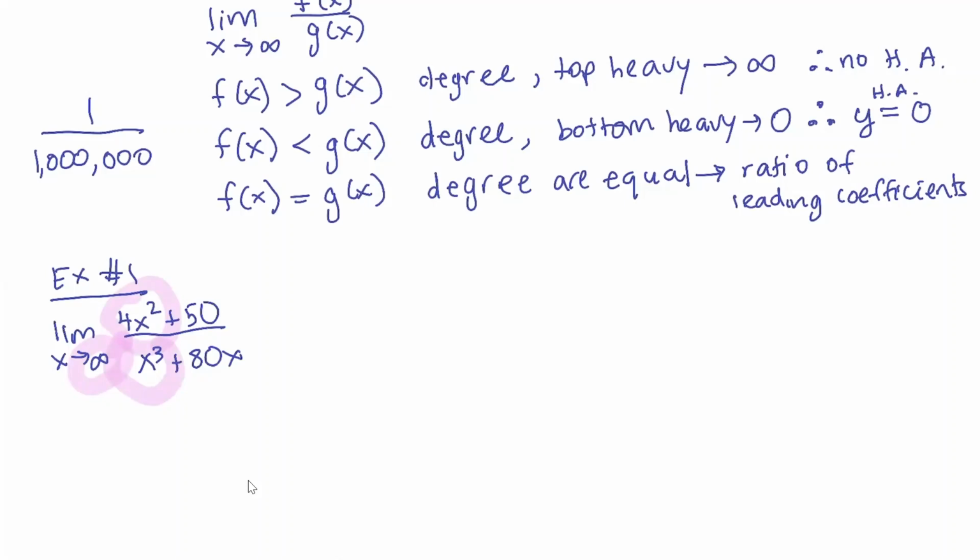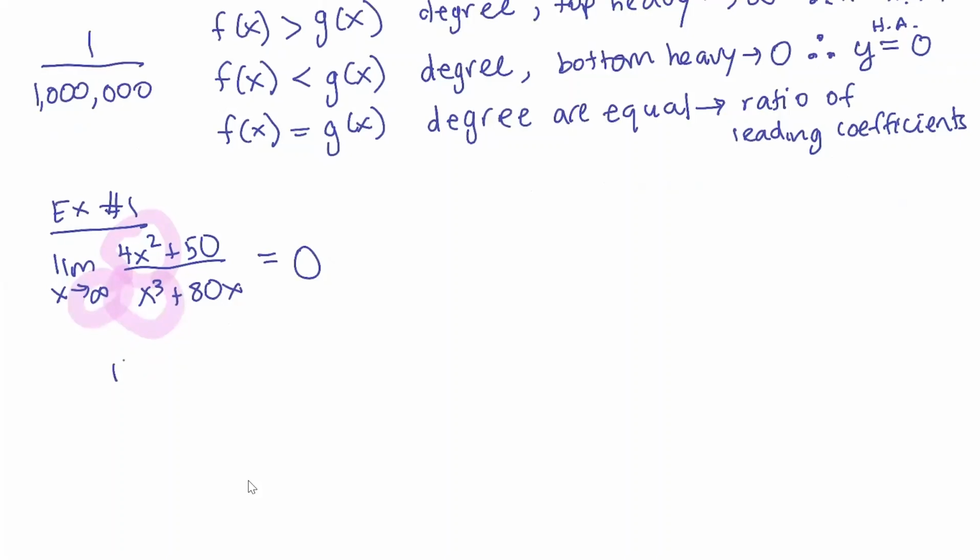So here, is this top heavy, bottom heavy, or is it equal? Okay, bottom heavy. So when I'm asked for a limit, if this was just my question, the limit is 0. Okay, L equals 0. If we're asked on top of that, what is the horizontal asymptote? I would say y equals 0 is the horizontal asymptote. Okay, and that's all we would have to do for that problem.